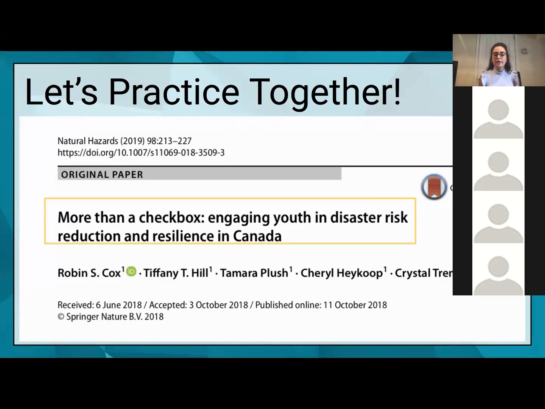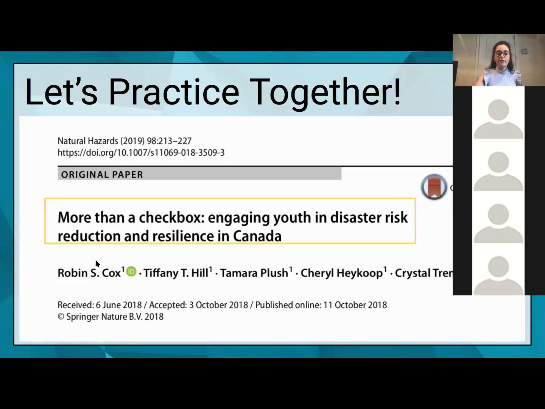From just looking at this, for example, we're seeing engaging youth in disaster risk reduction and resilience in Canada. So right off the bat, we know it's about youth. We know that it is about disaster risk reduction, and it's in Canada. So we know the location, the audience, what is being talked about.